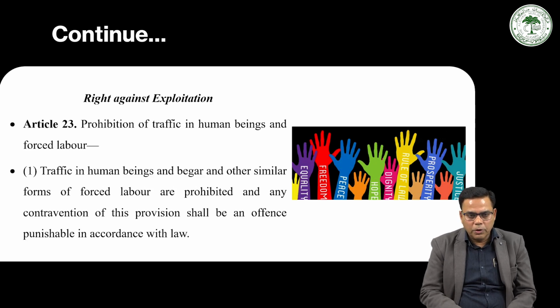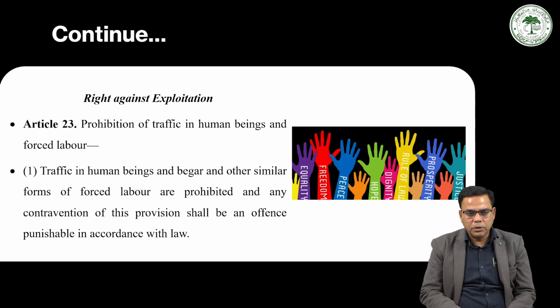After that, we are going to deal with right against exploitation. Article 23 deals with right against exploitation, and that is prohibition of traffic in human beings and forced labor. Traffic in human beings and begar and other similar forms of forced labor, that is called begar in our country, are prohibited, and any contravention of these provisions shall be an offense punishable in accordance with law.